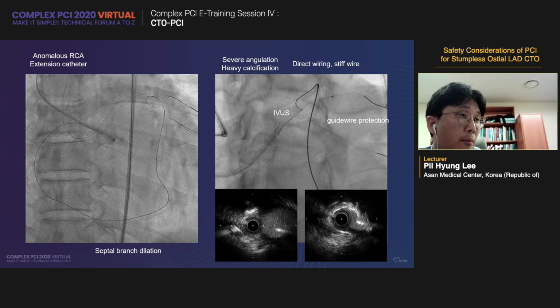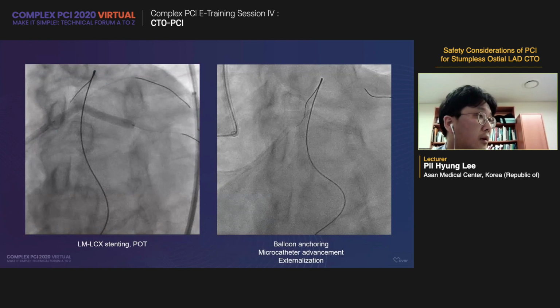So the operator had limited options at this stage. So what can he do? Because there was a distal left main lesion and a severe stenosis at the ostium of the circ by IVUS, he stented the left main to circ and then did the POT. So this procedure was justified because there was a severe stenosis at the ostium of the circ by IVUS.